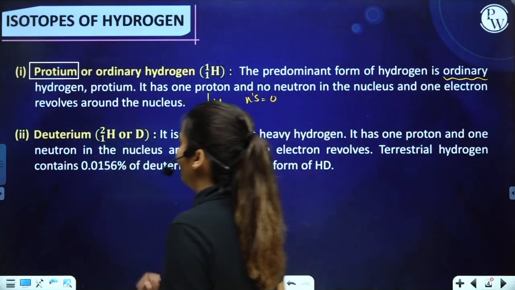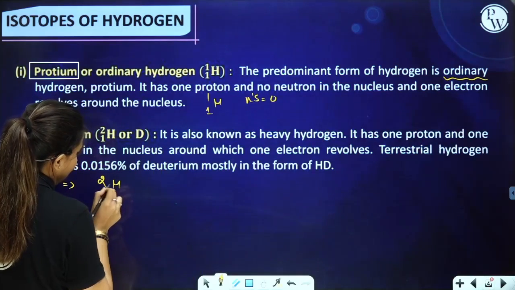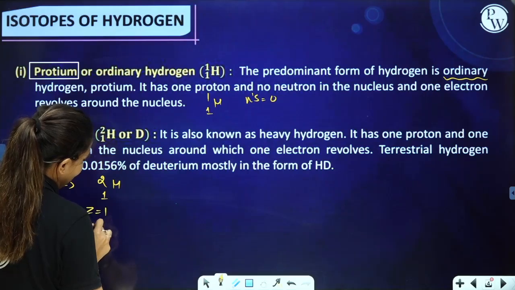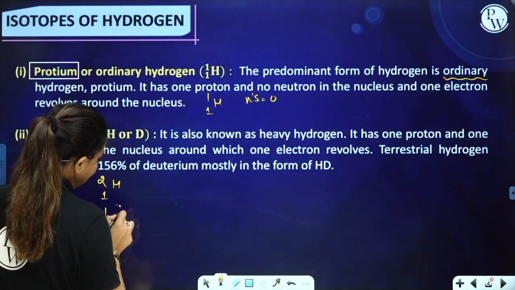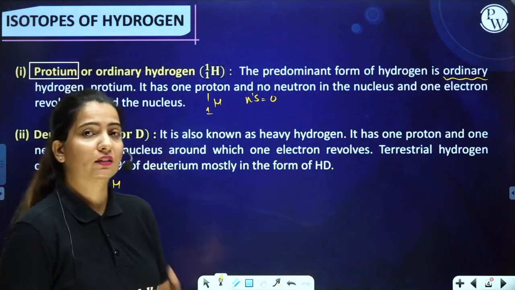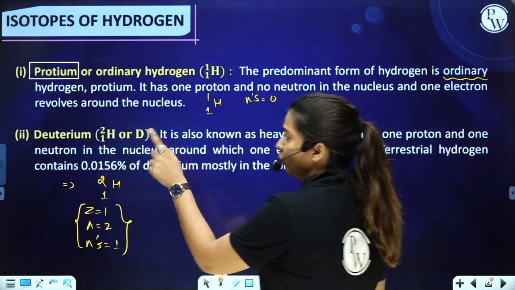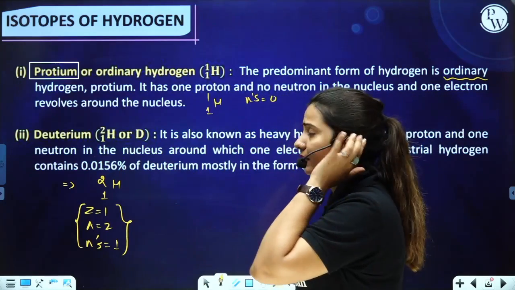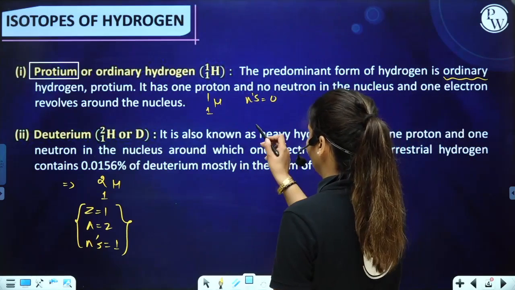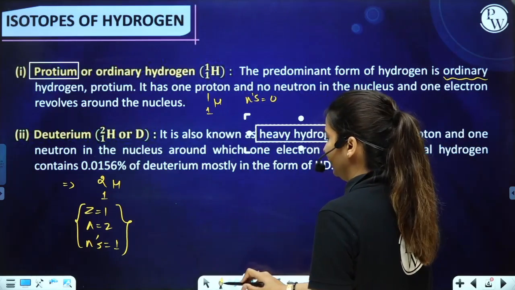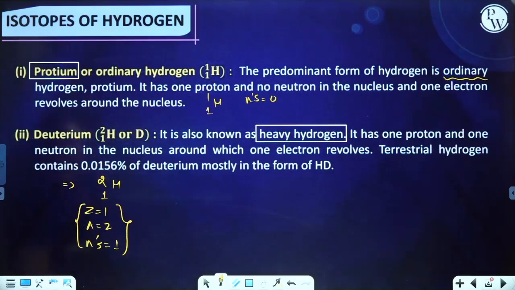Now we have deuterium over here. It is represented like this. So Z is 1 and atomic mass is 2, so the number of neutrons will be 1. Here we have to understand that there are not 0 neutrons; there is 1 neutron present in deuterium. Deuterium is represented as 2H1, or simply you can write it as D. Both are the same. It is also known as heavy hydrogen. You have to remember that it is also known as heavy hydrogen. It has 1 neutron present and 1 electron revolves.